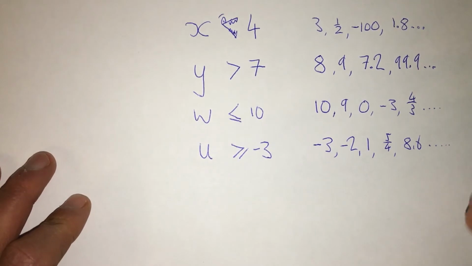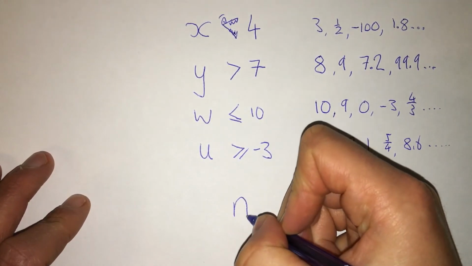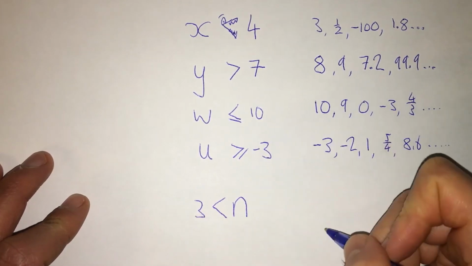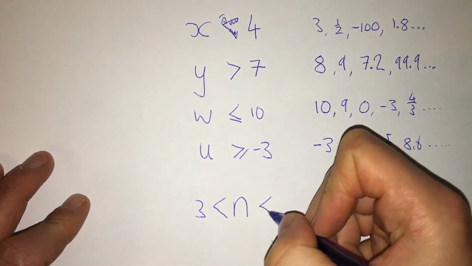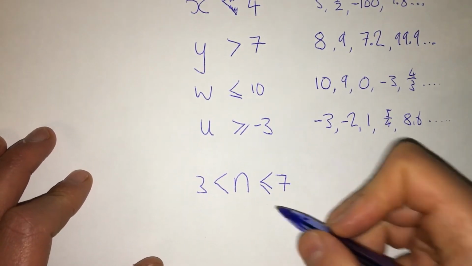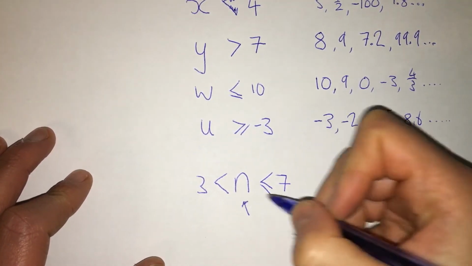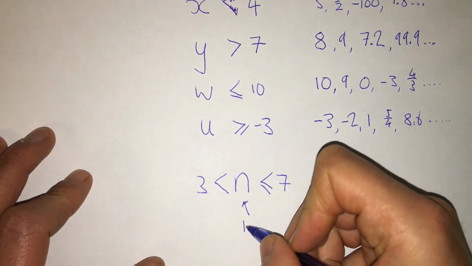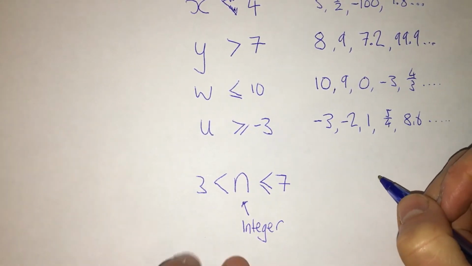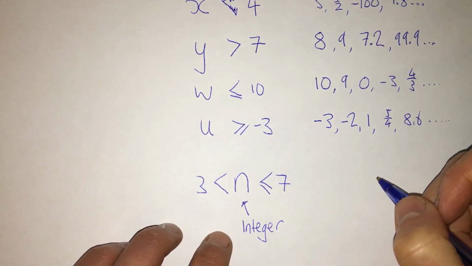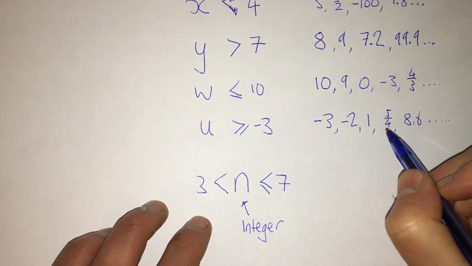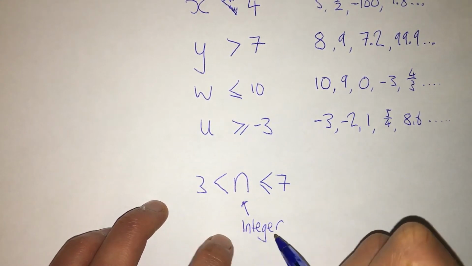Let's think about one more thing you might see. We'll take the letter N, and we'll say that N is greater than 3 and less than or equal to 7. And to make this a little bit easier for us, we'll say that N isn't any number, it's an integer. What are the possible values of N? Well, we're not allowing decimals or fractions, only integers this time.